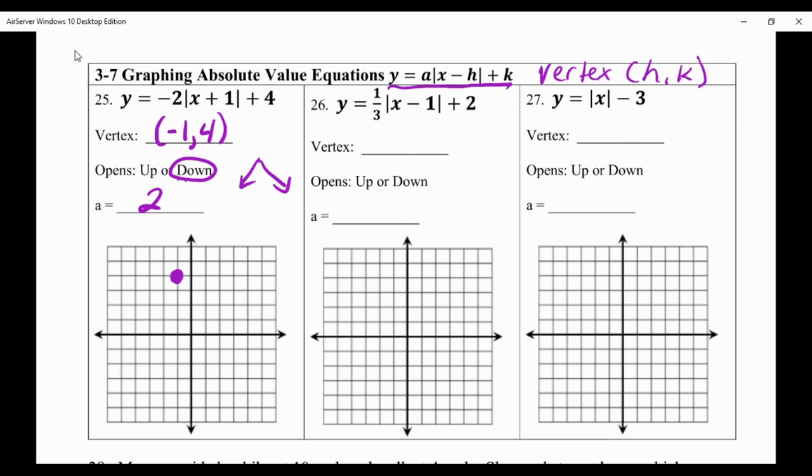So from the vertex, we're going to graph a slope of 2 over 1 in both directions. We're going to graph the right side of the v first, and then go back to the vertex and graph the left side. So from the vertex, go down 2 over 1. And then go back up to the vertex, and again go down 2 over 1 to graph the left side. There's our v that opens down. So we're ready to connect and extend.